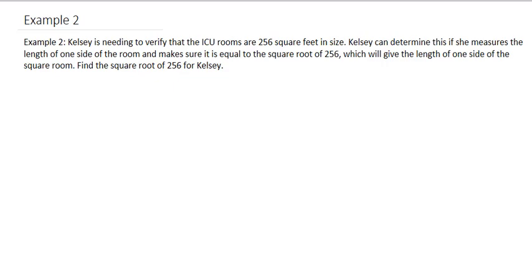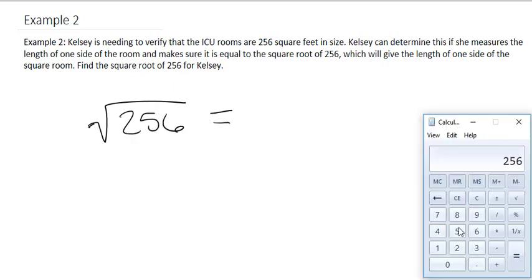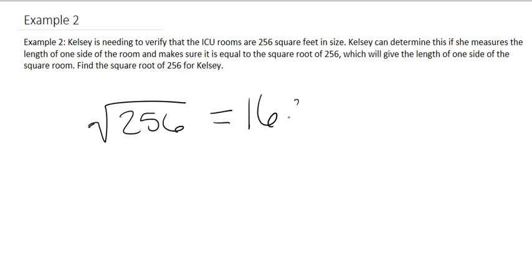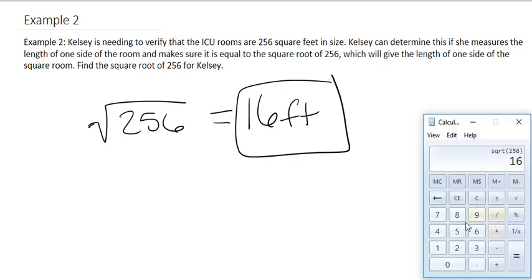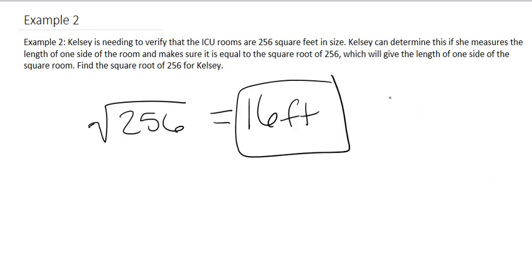So we know that the square root symbol is like this when we put the number inside. And this will give us, using our calculator, we'll put in 256 first. Then we're going to go to this top right hand side to find the square root sign. And we'll put that in. And it gives us 16. So it's 16 feet. That should be the length of one side of the room. Because 16 times 16 gives us 256.